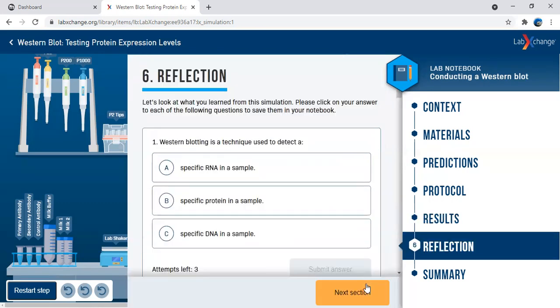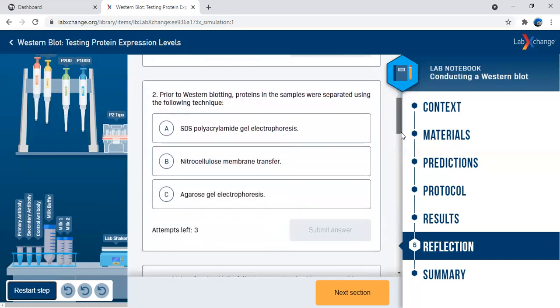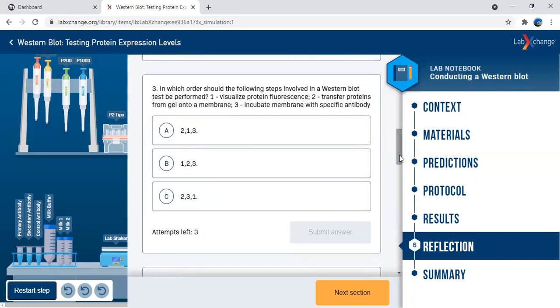Reflection. Let's look at what you learned from the simulation. Please click on your answer. Western blotting is a technique used to detect a specific protein in a sample. Prior to Western blotting, protein sample is separated using the following technique, SDS-PAGE. Order the following steps involved in a Western blot test we performed. Visualize protein fluorescence, transfer proteins from gel onto a membrane, incubate membrane with specific antibody. Well, the first thing you gotta do is transfer the proteins, incubate the membrane, and then visualize. So it's 2 to 1.